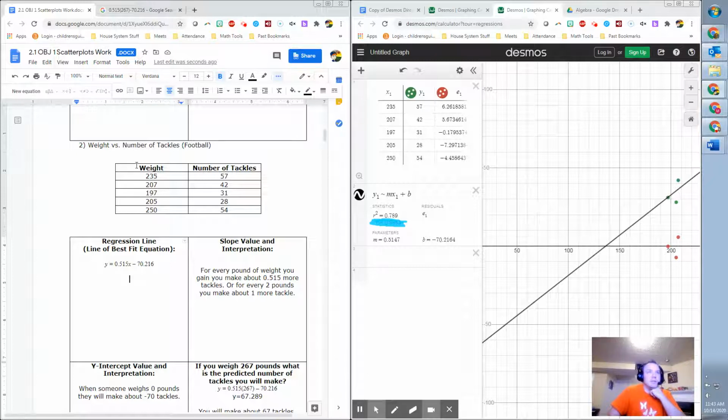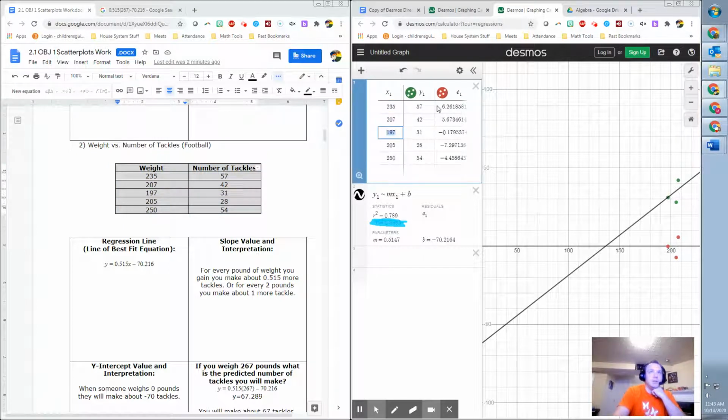I used this data here, weight and number of tackles. You can see this data is over here, 235, 207, 197, 205, 250. It's the same data from this table, and the tackles are there too. There's this extra column, which is our residuals. We'll get to that in the next lesson. For this lesson, I'm just focusing on this and this. Down here, you have parameters M and B. I fill in this formula and run this linear regression, where it gives me the M and the B.